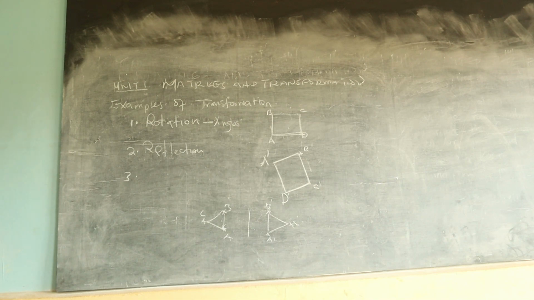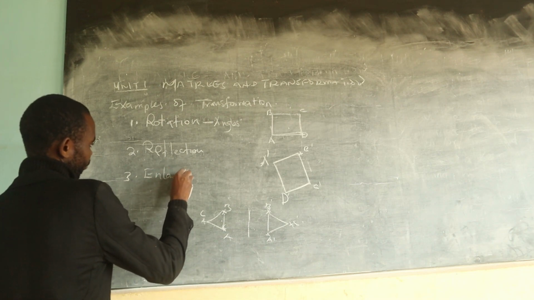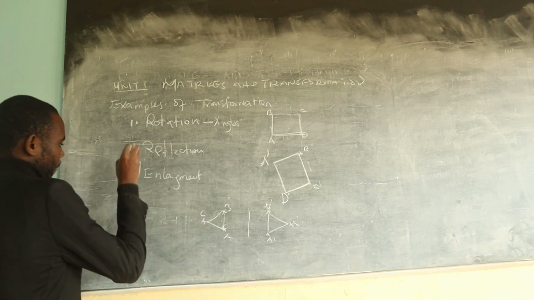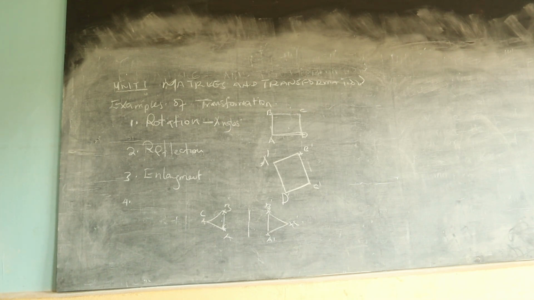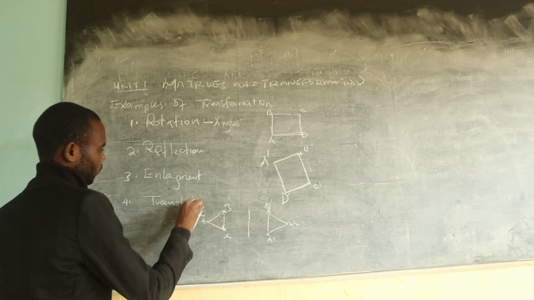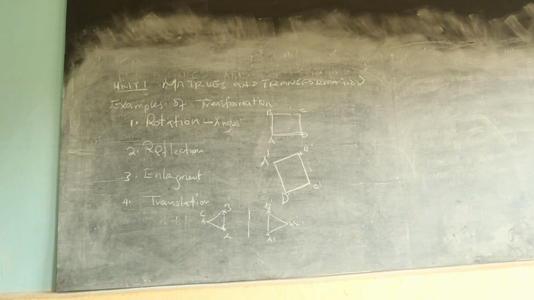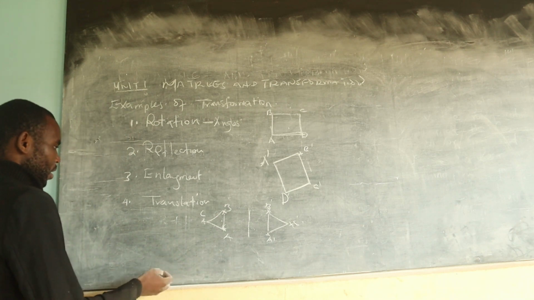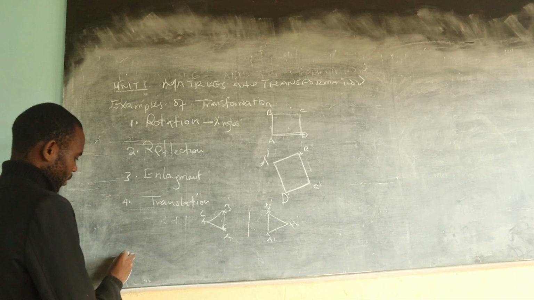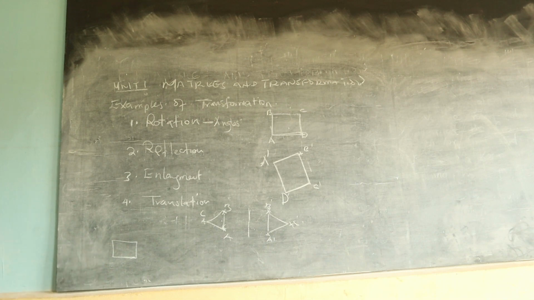Number 3, we have enlargement. Number 4, we have what we call translation. Translation means that if this was my rectangle, then it has undergone a translation.